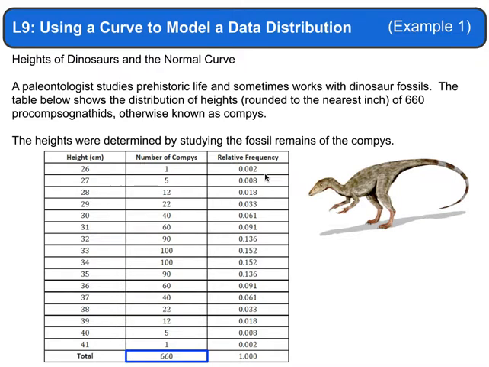This one right here, which we'll talk about, this little old dinosaur right here called a compy. I don't know much about it, but there's a picture of it. And then we're going to have example number 2 that we'll look at as well.